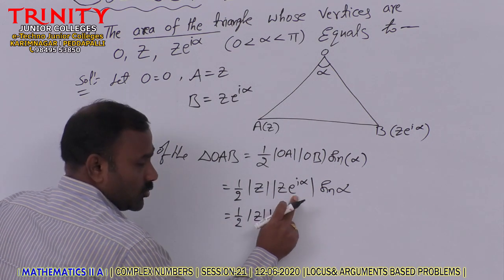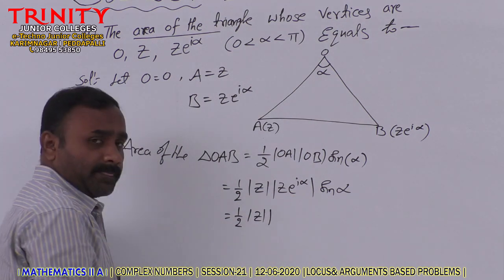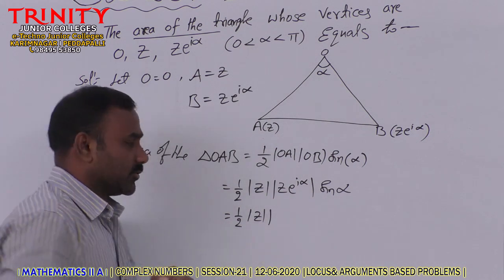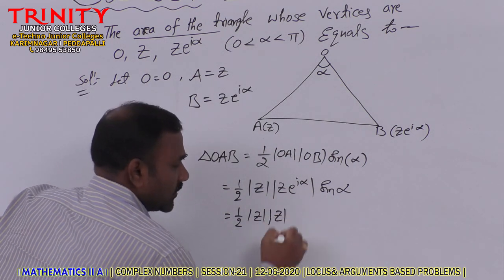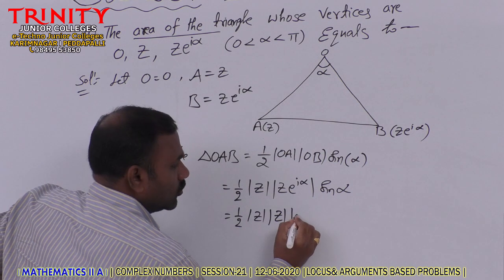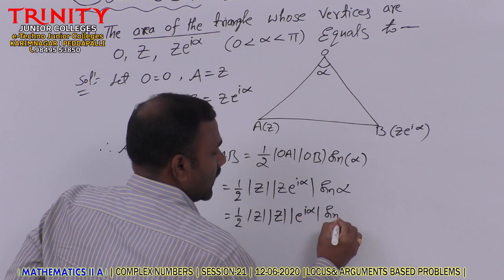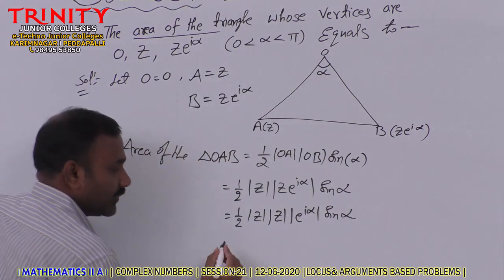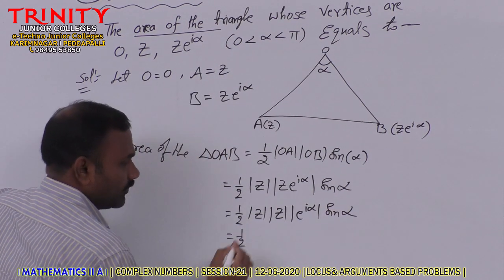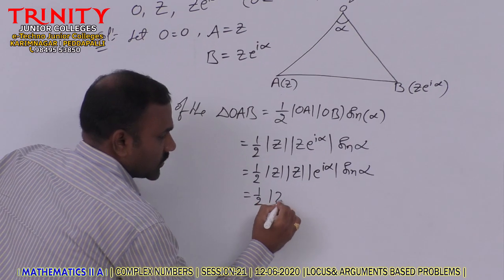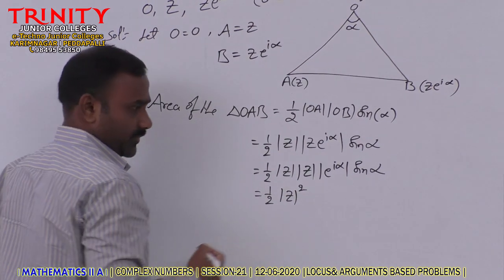modulus of z1 into z2. Now this is in the form of z1 into z2. We can write mod z1 into mod z2 e to the power of i alpha into sine alpha, 1 by 2 mod z into mod z square.